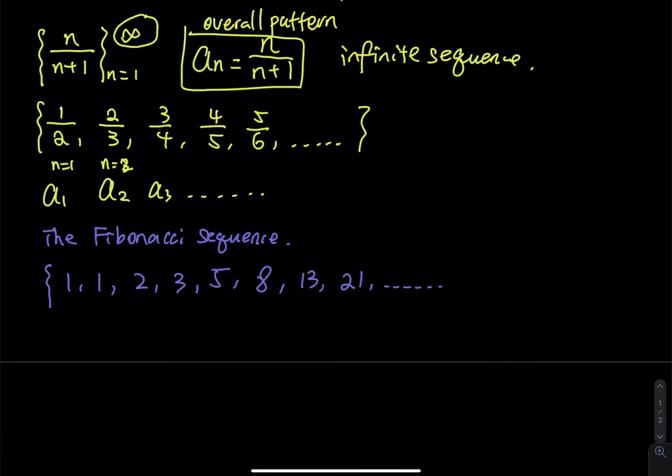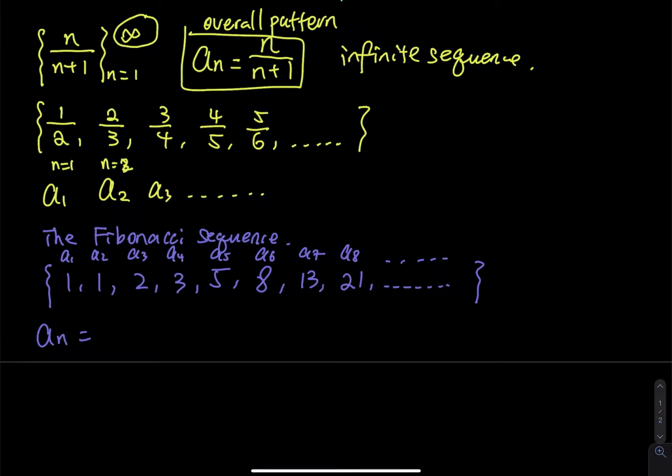Now, can you tell me what the first term is? This is a1, right? And then a2, a3, a4, a5, a6, a7, a8, and then we keep on going. So what is an in this case? Can you tell me the overall pattern of this sequence? Observe this list. What pattern do you see? The pattern is that the nth term is equal to the sum of the previous 2 terms.